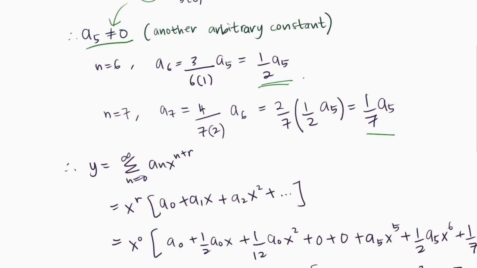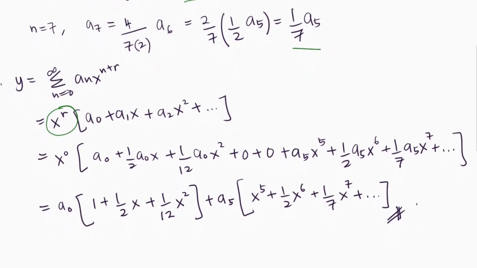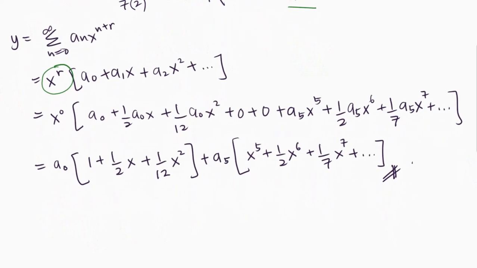So we have y equal to summation n equal to 0 to infinity, a_n x to the power of n plus r. We can factorize, right? So here we go, we have x to the power of r, open the bracket, a0 plus a1x plus a2x squared plus until infinity. Substitute all the coefficient values that we obtained earlier. That means a0 is a0, a1 is 1 over 2 a0, a2 is 1 over 12 a0 x squared, and then a3 is 0, a4 is 0, a5 is another arbitrary constant, so it will be a5 as it is. So a5 x to the power of 5 plus 1 over 2 a5 x to the power of 6 plus 1 over 7 a5 x to the power of 7 plus until infinity.